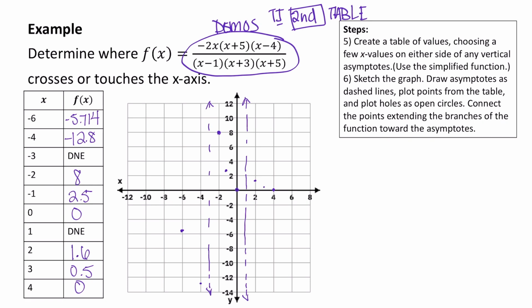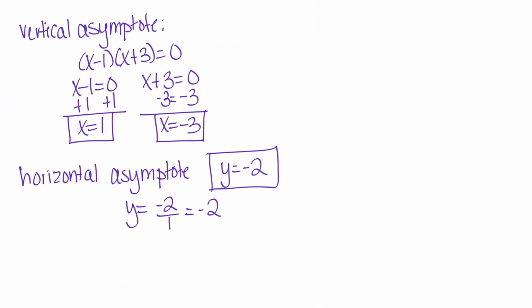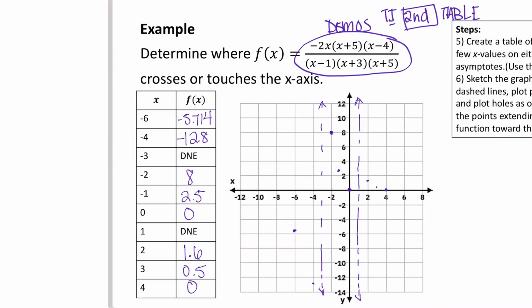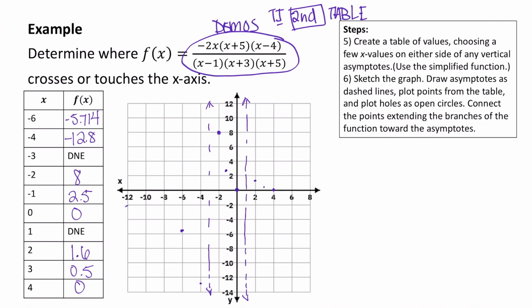Remember, you always want to start off by sketching in your asymptotes. We have vertical asymptotes at x equals 1 and x equals -3, so those are sketched in here with those dotted lines. Let's also sketch in our horizontal asymptote, which is at y equals -2, because that's going to tell us the end behavior of the function. What does the function do as x heads to positive and negative infinity?